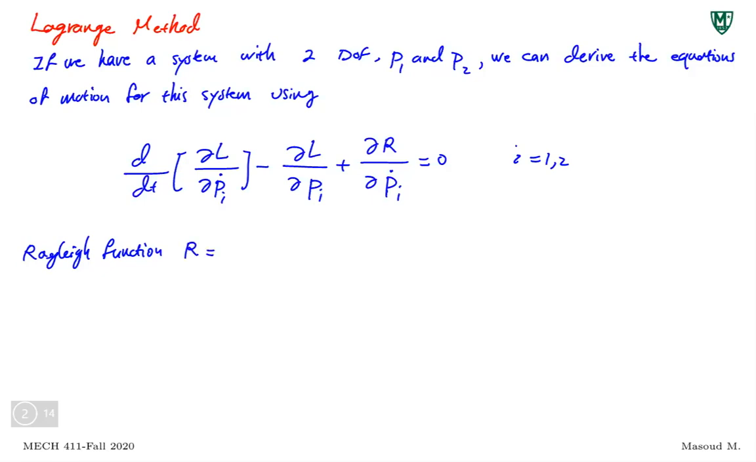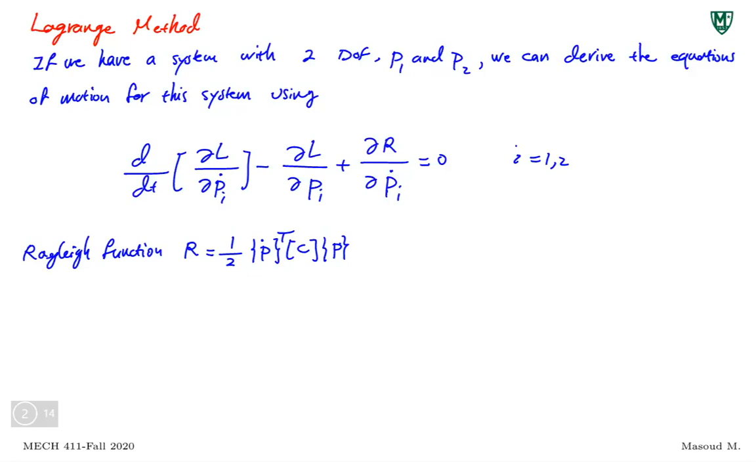For systems with multiple degrees of freedom, you can represent that as 1/2 x dot transpose C x dot, or, well, in this case we have to say p instead, for degrees of freedom, so p dot transpose C p dot. This has to do with the damping. C is the damping matrix. P is a vector of degrees of freedom, right?